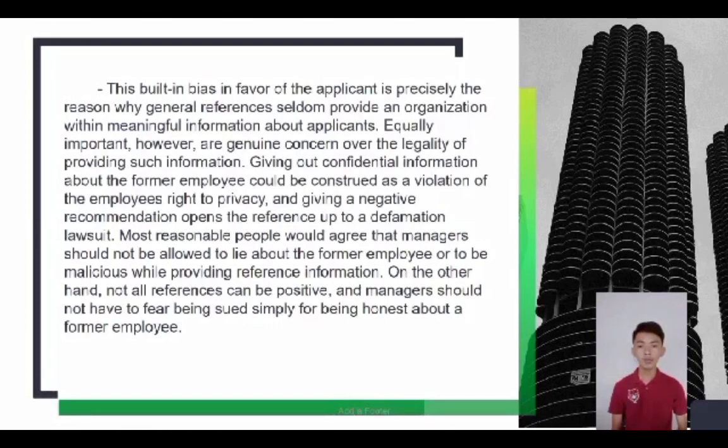Giving confidential information about the former employee could be construed as a violation of the employee's right to privacy, and giving a negative recommendation opens the reference up to a defamation lawsuit. Most reasonable people would agree that managers should not be allowed to lie about the former employee or to be malicious when providing reference information. On the other hand, not all references can be positive, and managers should not have to fear being sued simply for being honest about a former employee.